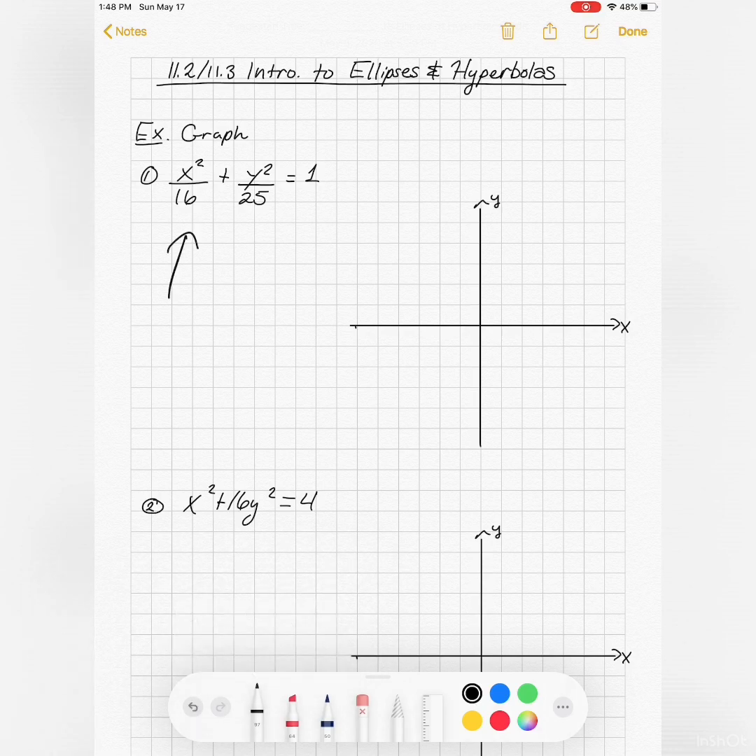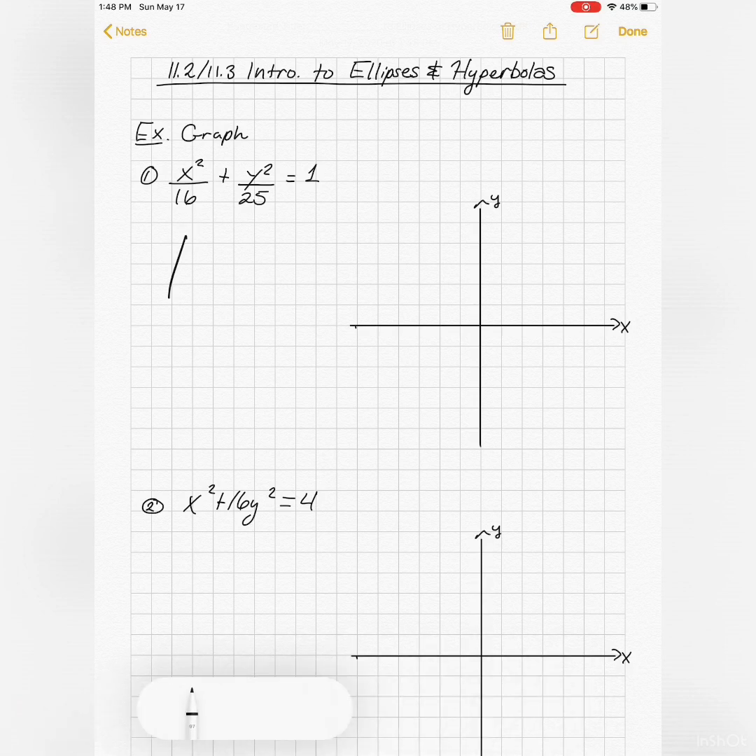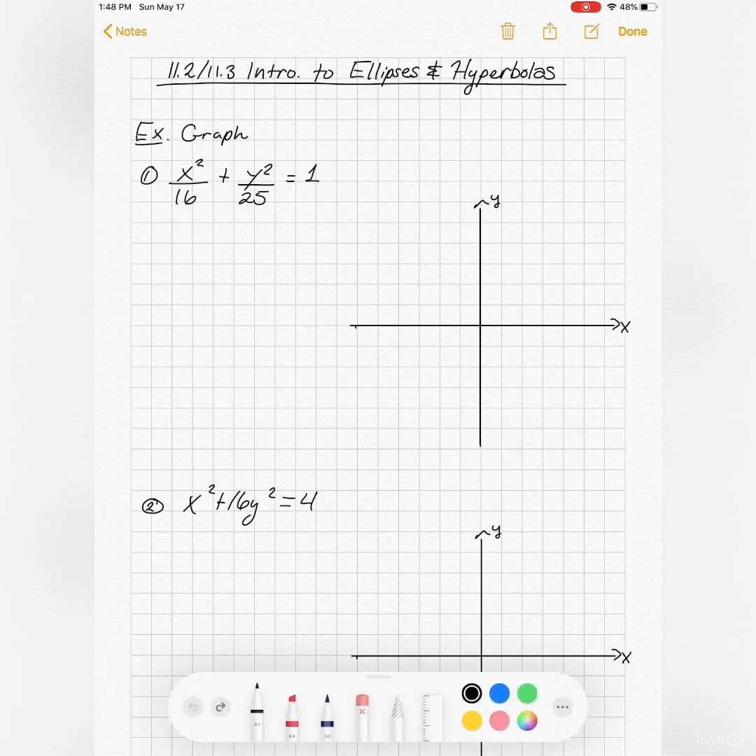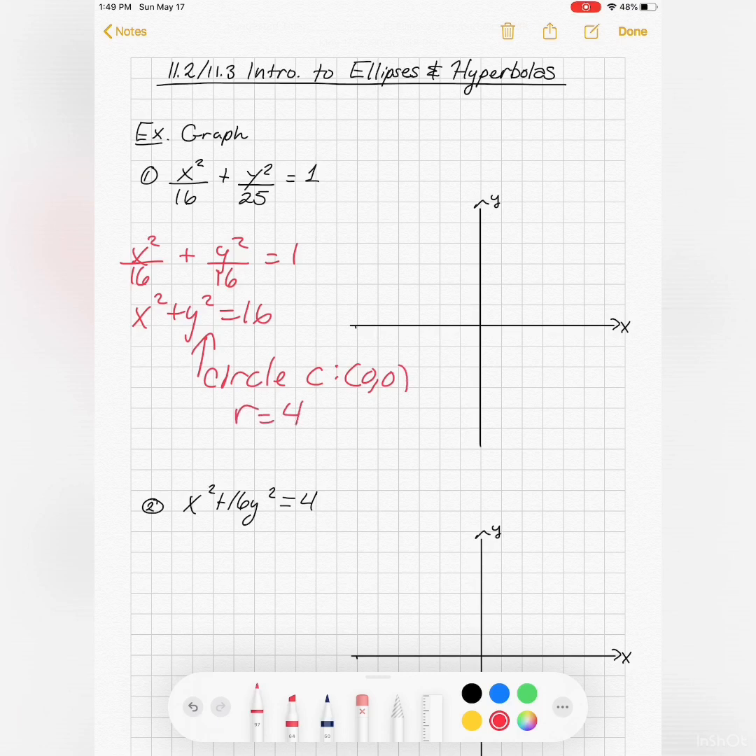So if you look at something like number 1 here, so just think for a second, like what if I were to change something? Like what if I were to make both denominators say 16? Then if I multiplied the whole equation by 16, I'd have this. Isn't that just a circle centered at the origin with a radius of 4?